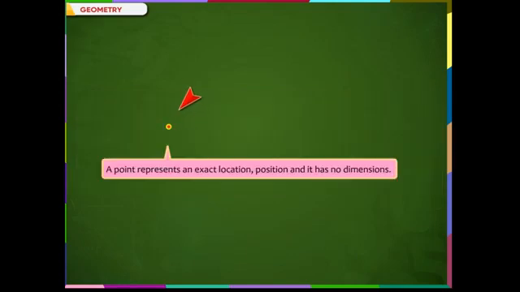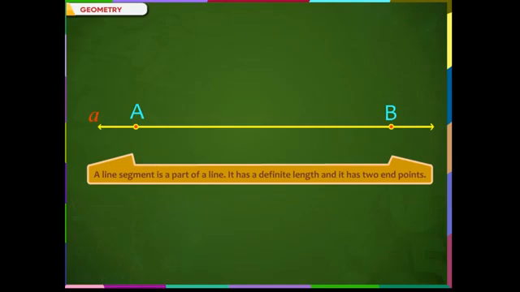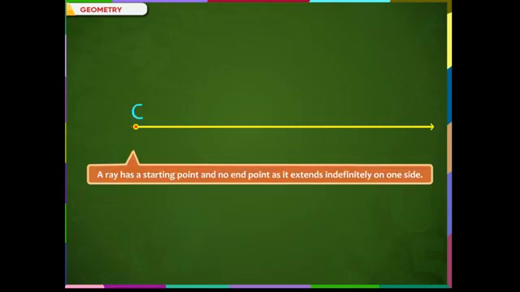Quick recap. 1. A point represents an exact location, position, and it has no dimensions. 2. A line is made up of infinite points and can extend indefinitely on both the sides. 3. A line segment is a part of a line. It has a definite length and it has two endpoints. 4. A ray has a starting point and no endpoint as it extends indefinitely on one side.